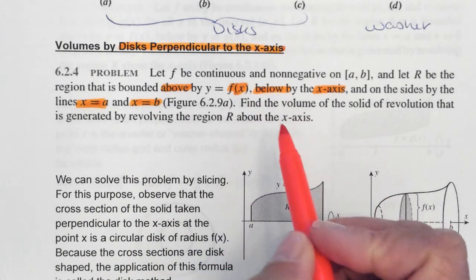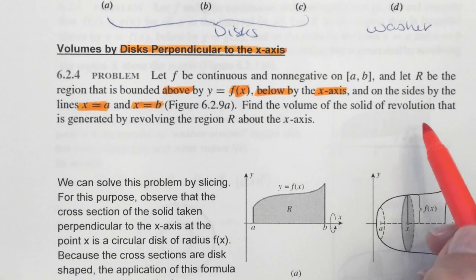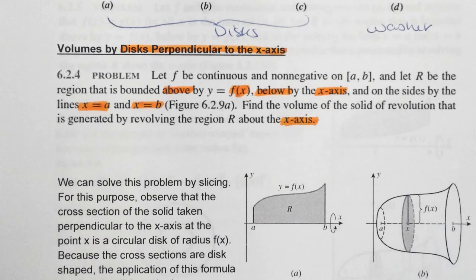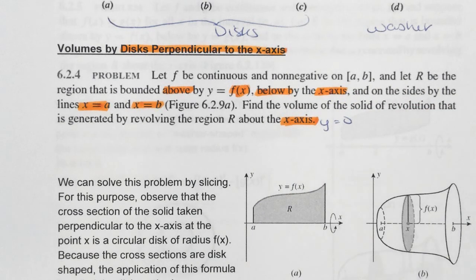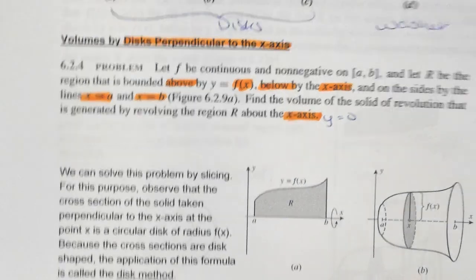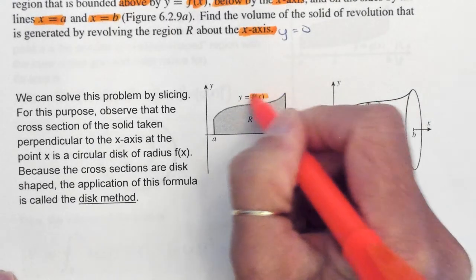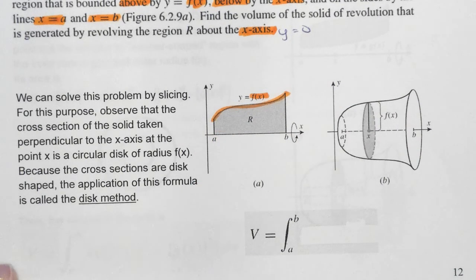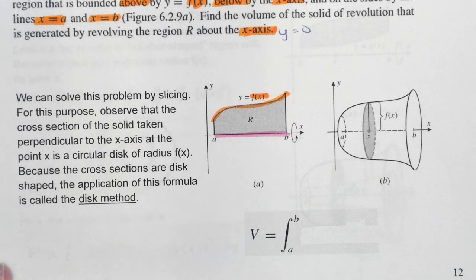And what we're going to do is find the volume of the solid that is revolved around the axis of revolution, which will create this region R about the x-axis, okay? Which in this case, as I stated before, is where y is equal to 0. Okay, so first of all, this is what we're looking at. We have our function y is equal to f of x, which is right here. And then we have our x-axis, which is where y is equal to 0, which is right here. And we're going from a to b.